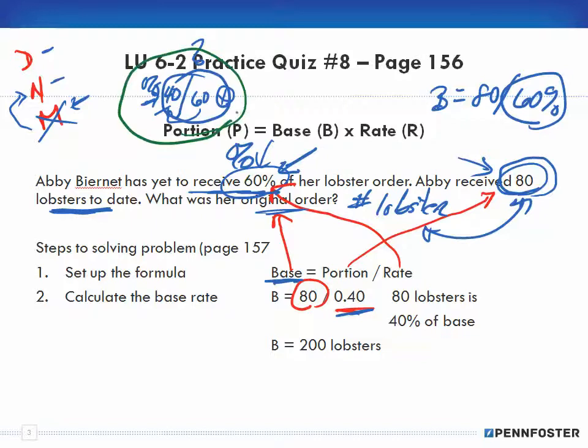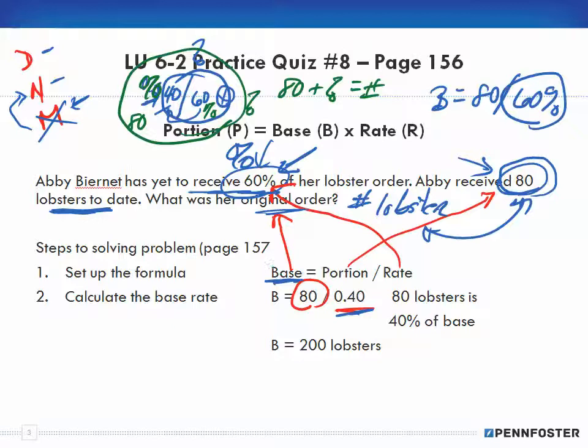If I'm looking at this right here, I'm saying, oh yeah, I know that this is 40% received, and that 40% is equal to 80 lobsters. And I didn't receive 60%. I don't know how many lobsters that is, but what I do know is 80 lobsters plus whatever that amount is equal to the total number of lobsters that I'm going to get. Okay, so they plug the numbers into the formula.